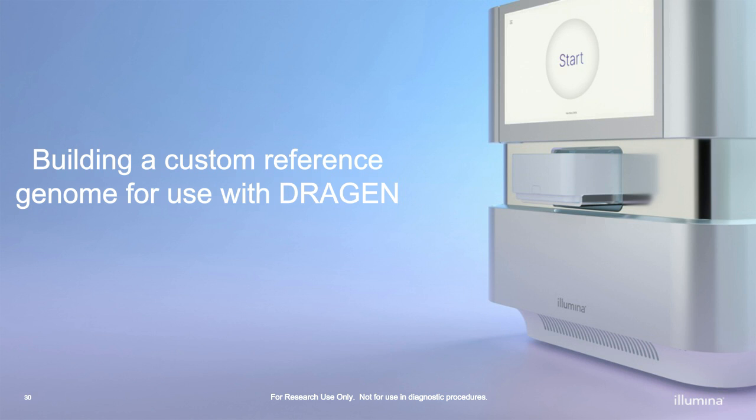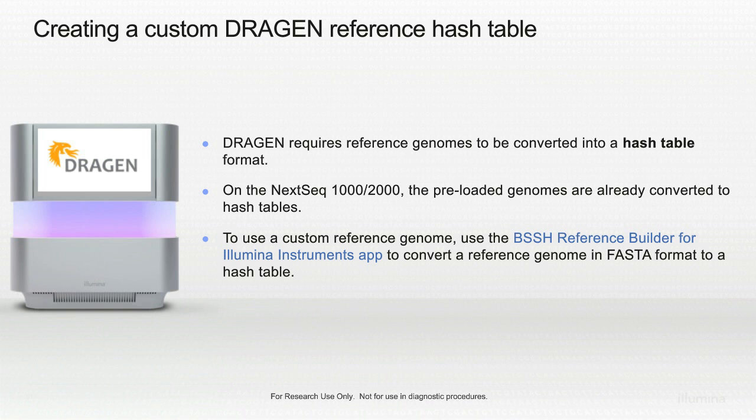Okay, so now that we are familiar with requeuing both locally and on the cloud, let's briefly talk about building a custom reference genome to use with DRAGEN. So first, DRAGEN requires that reference genomes are in hash table format. The preloaded genomes will already be in this format, so we don't have to worry about that. Now, to generate a hash table for a custom genome, the BaseSpace Reference Builder for Illumina Instruments app must be used. This app is free to run.